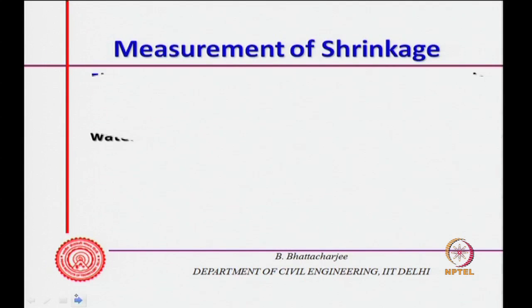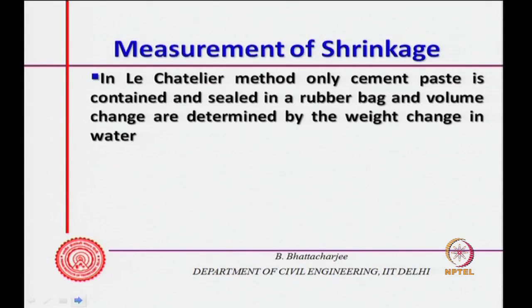While if you look at Le Chatelier's method, which is also measuring dimensional change in cement paste, it is contained and sealed in a rubber bag, and volume changes are determined by the weight change in water. So, the whole sealed bag you can put in water, and any change in volume together with the rubber bag, because rubber can expand or contract according to the expansion or contraction of the specimen. As the specimen contracts, the rubber bag will also contract, and its volume change you can find out.